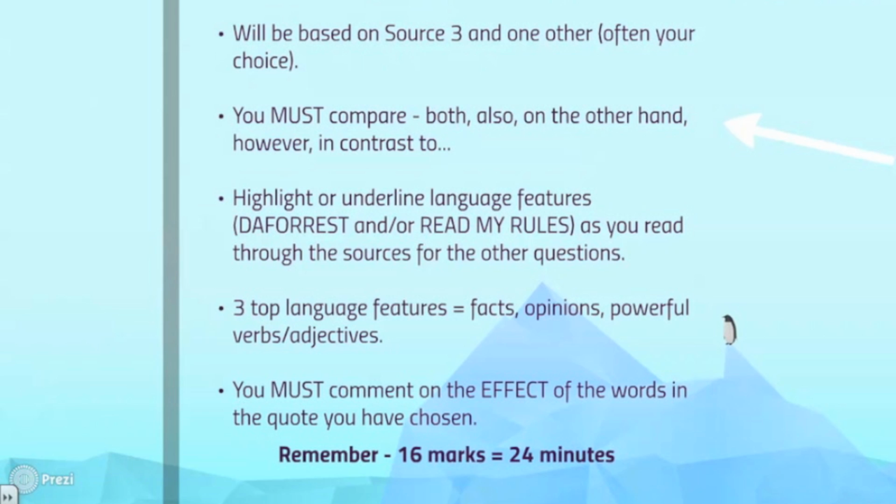Now we know that this question is worth 16 marks and you get 1.5 minutes per mark, so you've actually got 24 minutes for this question. So that's an awful long time, but you need to make sure you stay focused on the language because you've got a lot to write within that 24 minutes.